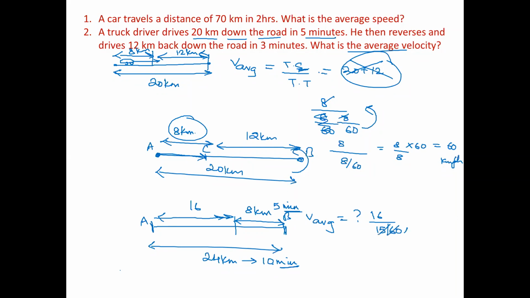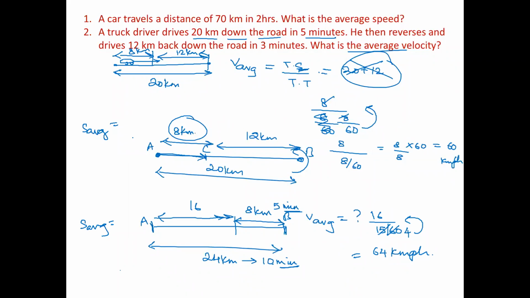15 by 60, I know the 15 table, 15 fours are 60. This 4 goes to the numerator. 54 kilometers per hour. Now I'm changing the question to 54 kilometers per hour. For both of these questions, find the average speed.